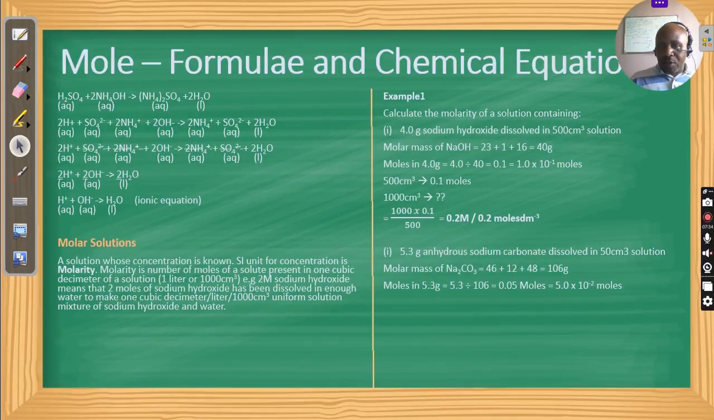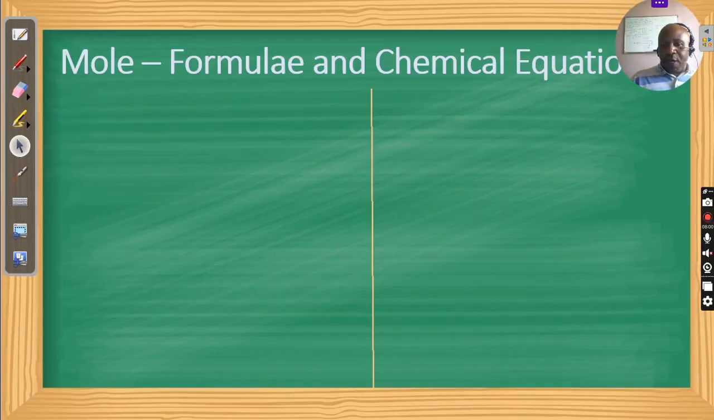Molar mass of sodium carbonate. Then moles in 5.3: you divide 5.3 by 106, and then you find that the moles in 50 cm³ will be 0.05. So you say 50 cm³ is 0.05. What about 1000 cm³? You do your cross multiplication there, and you find that the answer is 0.5 moles.